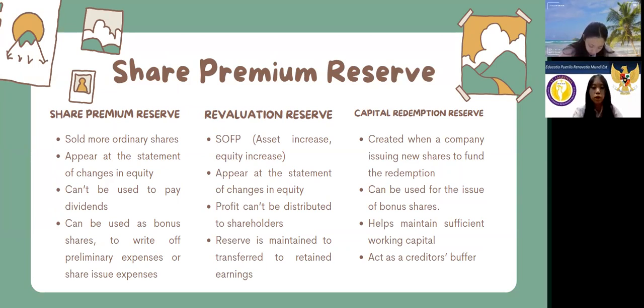They also will appear as a debit entry for the additional cash received and then credited to the share premium account. Share premium reserve cannot be used to pay dividends, but it can be used as bonus shares for existing shareholders, to write off preliminary expenses or share issue expenses.